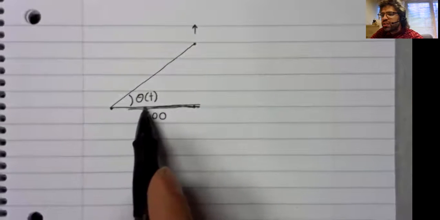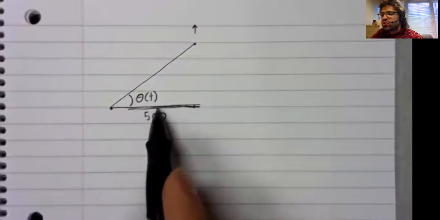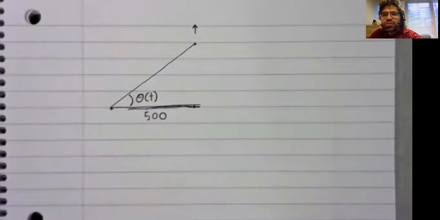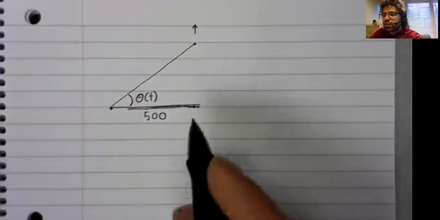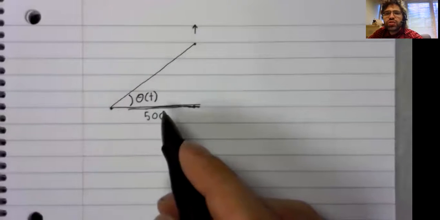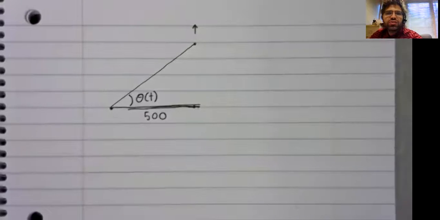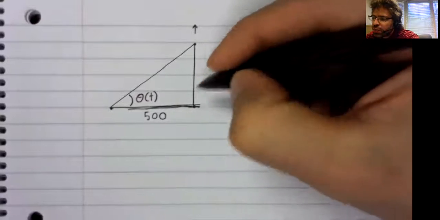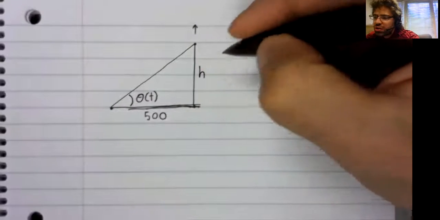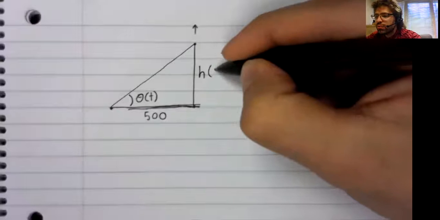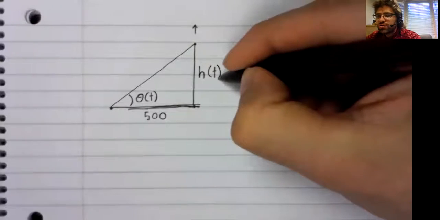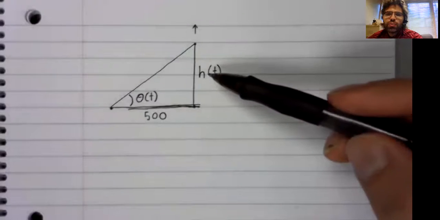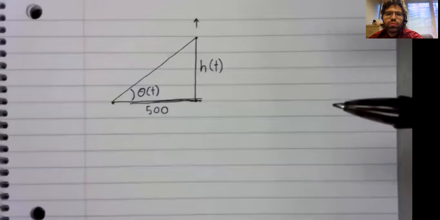Contrast that with the distance between the rangefinder and the takeoff point. The rangefinder is stationary. This distance is genuinely fixed. And we're asking a question about the height of the balloon. So let's label that as well.